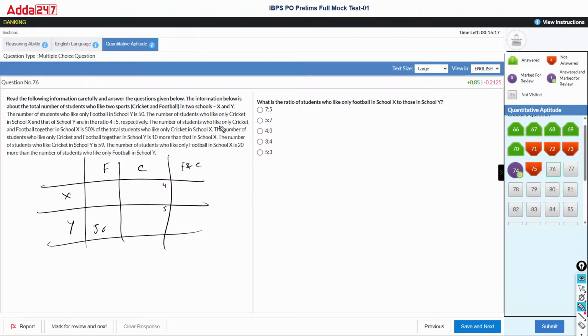Students who like only cricket and football together in X is 50% of the total students that like only cricket in school X. The number of students who like only cricket and football in school Y is 10 more than that in X. The number of students who like cricket in school Y, cricket in school Y, what the heck? 59.